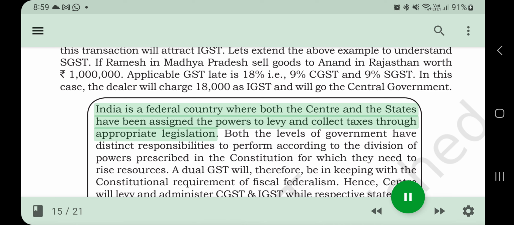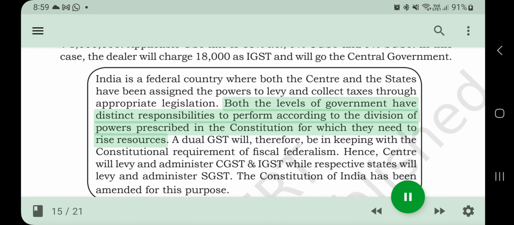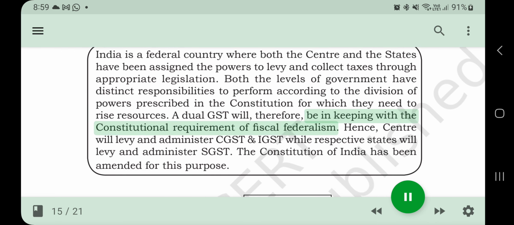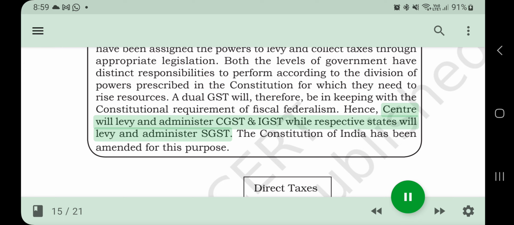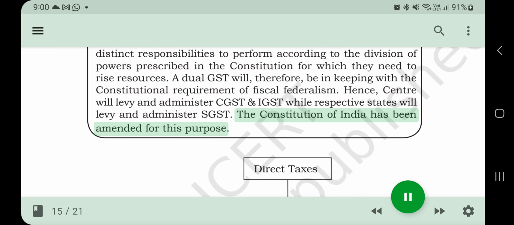India is a federal country where both the center and the states have been assigned the powers to levy and collect taxes through appropriate legislation. Both levels of government have distinct responsibilities to perform according to the division of powers prescribed in the Constitution, for which they need to raise resources. A dual GST will, therefore, be in keeping with the constitutional requirement of fiscal federalism. Hence, the Center will levy and administer CGST and IGST, while the respective states will levy and administer SGST. The Constitution of India has been amended for this purpose.